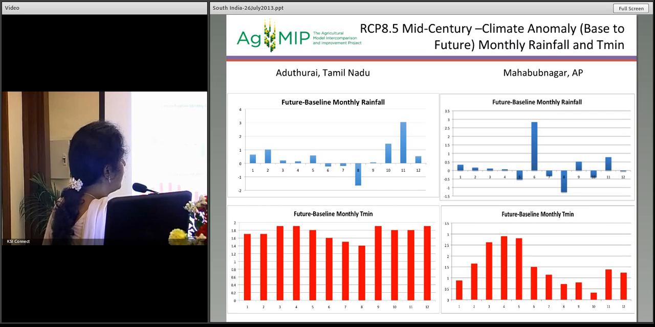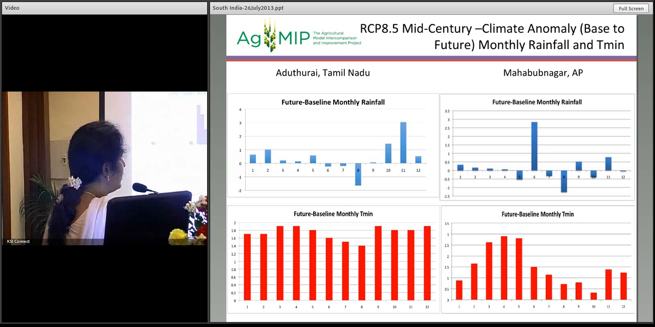And this is for Andhra Pradesh, the southwest monsoon dependent rainfall period. As I already indicated, June is going to get maximum rainfall, July and August lesser than average, and again at the end of the growing season it gets a little above-average rainfall. At the same time, the temperatures are also expected to increase.